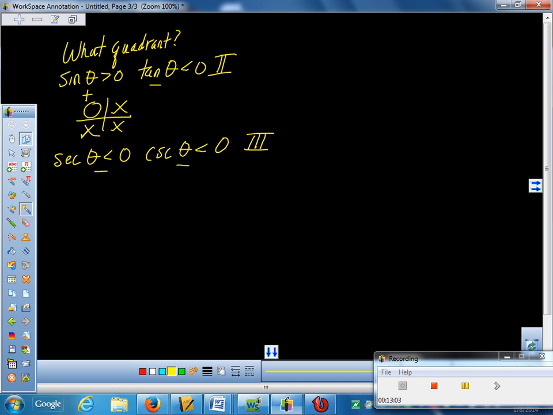So you have several problems where you just have to name the quadrant. Is that going to blow your mind? Yes. Okay.